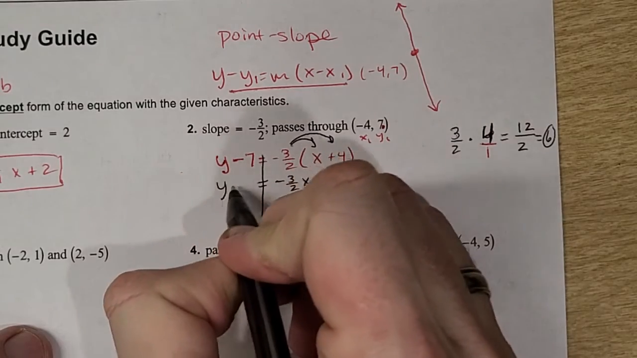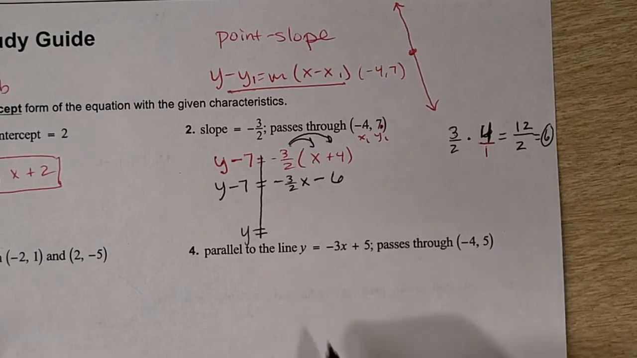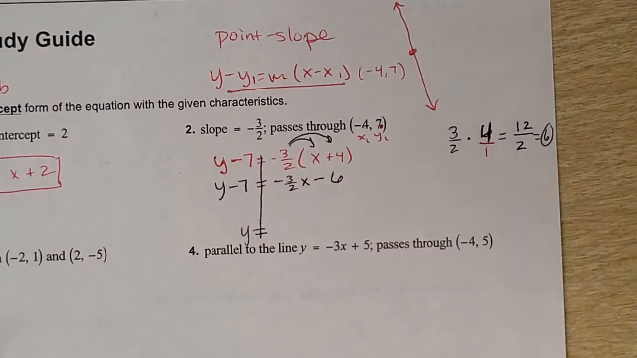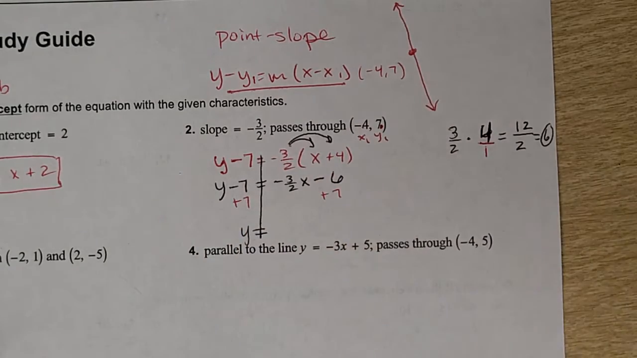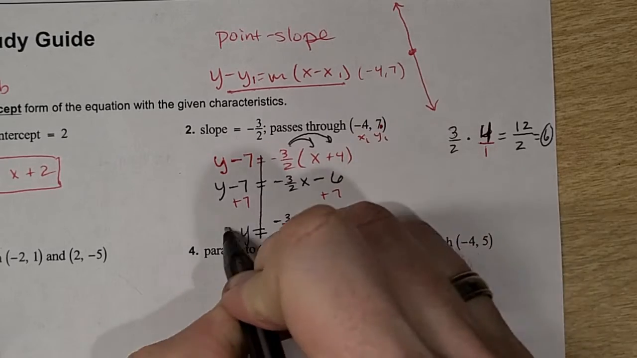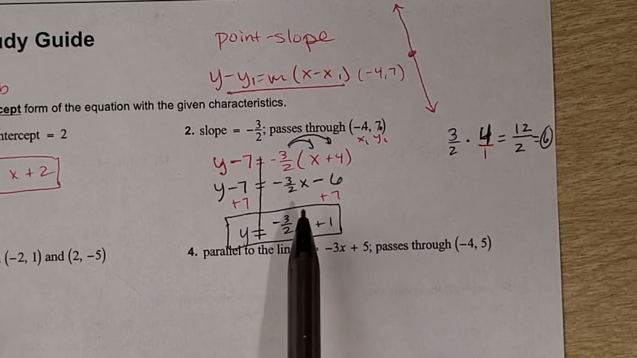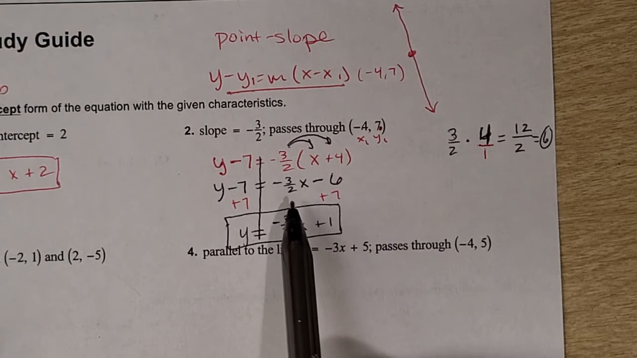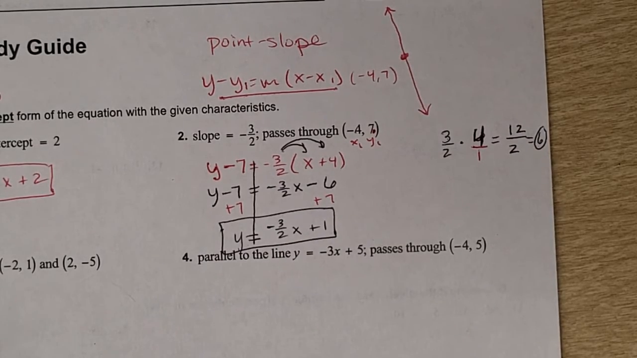So anyways, on the left-hand side, I have not done anything. So it's still just y minus 7. All I did was get rid of parentheses. Then last, if I want to get rid of the 7, I'm going to add 7 on both sides, and I get y equals -3/2 x plus 1. That's my final answer. You're going to need to do this a few times in the study guide and on your test: put something in point-slope form and then change it into slope-intercept form.